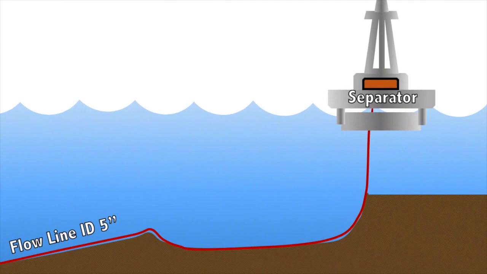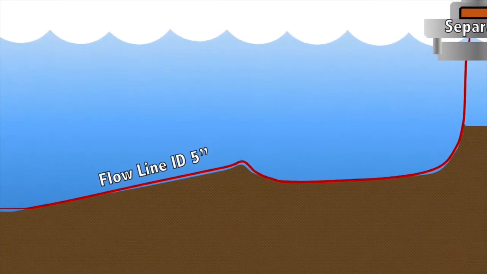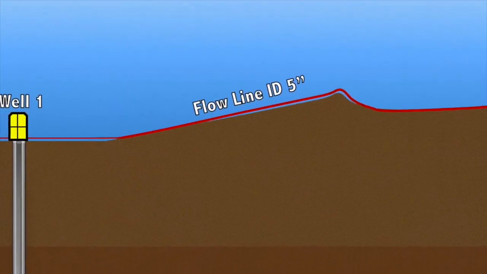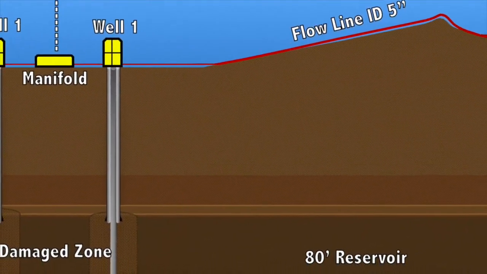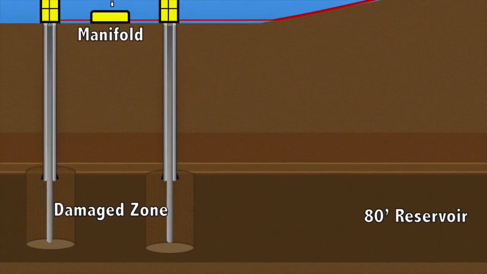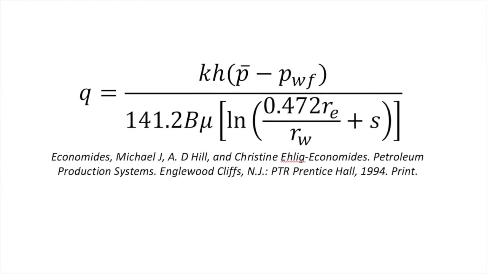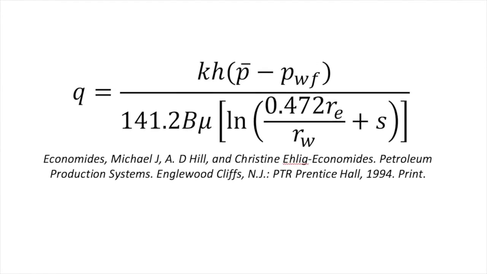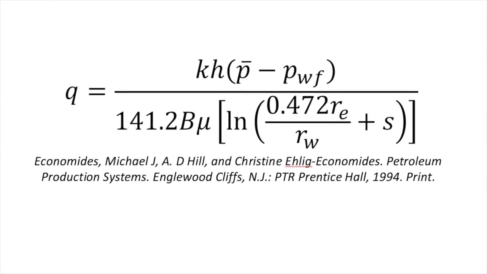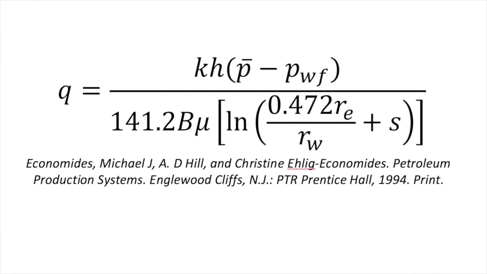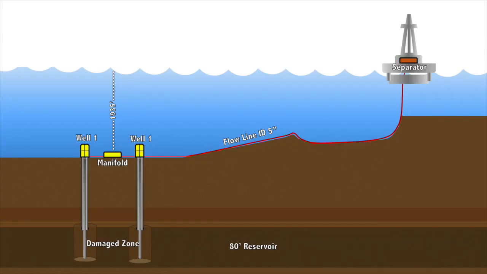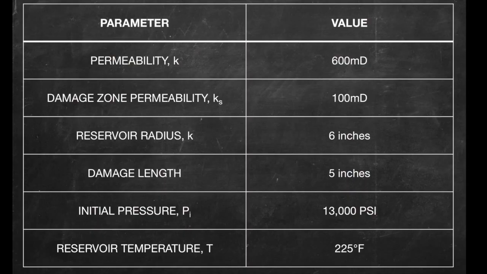First, the permeability of the Tortuga reservoir is very large, at 600 millidarcies, which is advantageous to our flow rate and thus production. We know this through the pseudo-steady equation shown. As permeability, K, increases, flow increases as well. However, the reservoir's damage area has a permeability of 100 millidarcies and a damage length of 5 inches. We will discuss the implications of this lower permeability later.